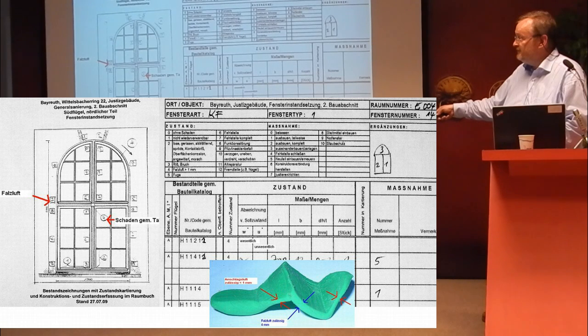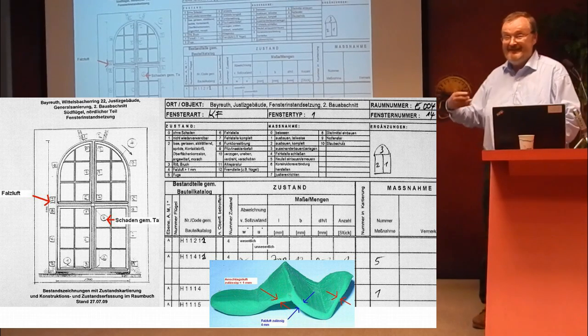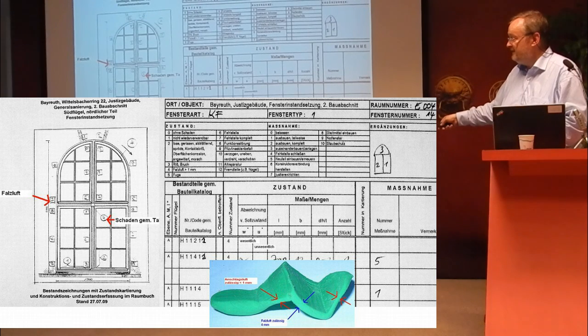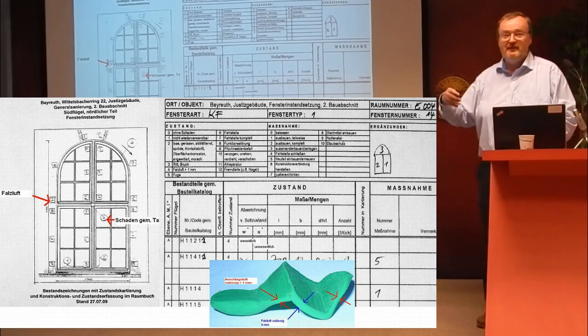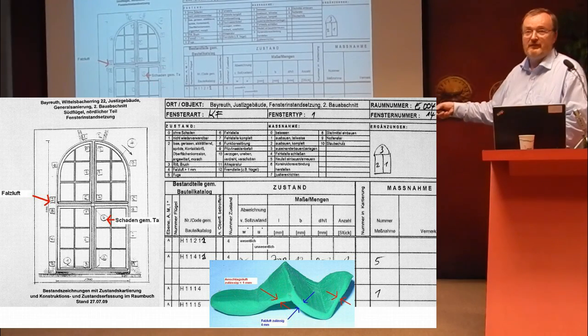Here: 1, 2, 3, 4, 5, 6, 7, 8. The 8 angles of the window. We test how much wind will come through the window. And if it's okay, we can decide it can remain. And if too much air comes, we have a repair. A very easy system to find out what is going on in the window.